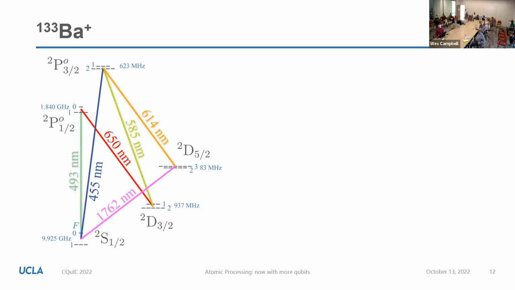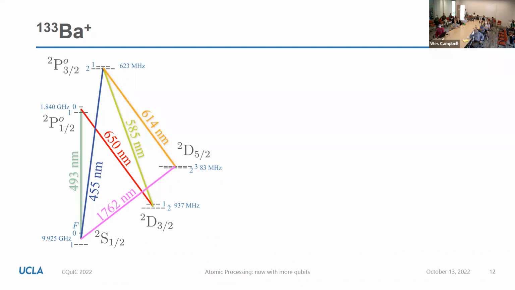So the transitions in this atom, other than this pink one here, are basically the color that I'm showing here. Okay, so it's like a rainbow, and all of that means that the technology is fairly easy for creating this light. If you are an expert in this, you might note that 614 and 585 are a little bit tricky, but I'm going to say that those can be low power, and so frequency doubling infrared light to create those wavelengths is really easy. It just works.